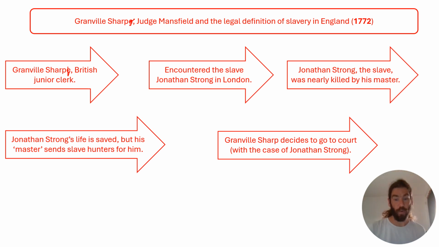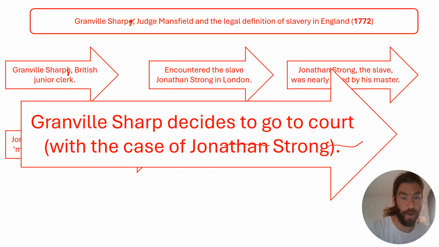Yes, so Granville Sharp decides to go to court with the case of Jonathan Strong, a slave brought to the Caribbean and being forced to go back to the Caribbean with his master. What is the legal status of this person, Jonathan Strong, on the soil in Great Britain itself? So Granville Sharp decides to take this case, this example, to court to get a legal definition of slavery in Britain.